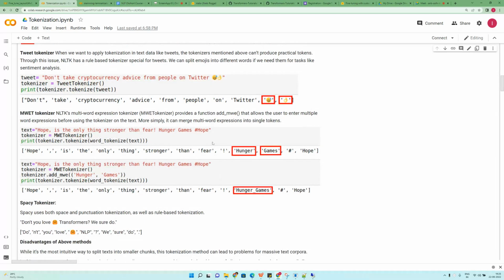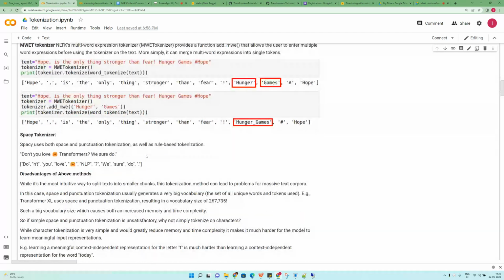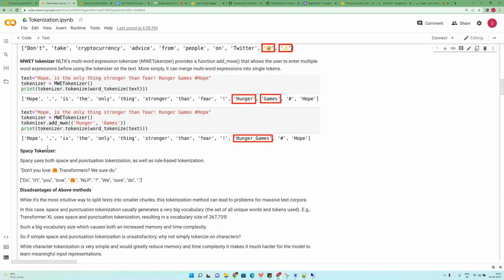Okay, so that is the thing about the MWT tokenizer, and the next one is the spaCy tokenizer. So the spaCy tokenizer, like whatever we talked about before, uses both space and punctuation tokenization. Based on punctuation, it divides the words and punctuations differently, and it also has rule-based tokenization. So if you want to use any rule-based approach, you can just import it in spaCy, give your rules using those methods, and incorporate those rules while you are doing tokenization.